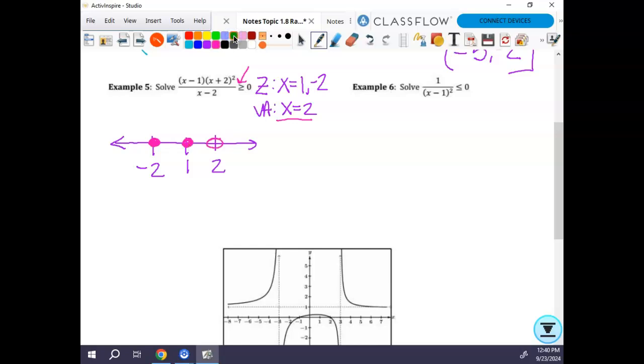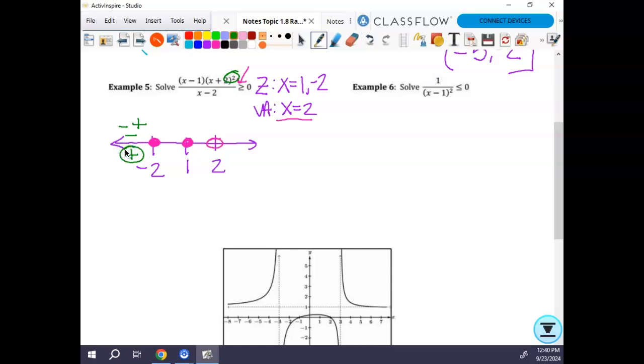Okay, so now let's pick some numbers. I can start with -3. -3 minus 1 is negative. -3 plus 2 is negative, but I'm going to square it, so the second part in the numerator is positive every single time. -3 minus 2 in the denominator is negative. So overall, this is positive.